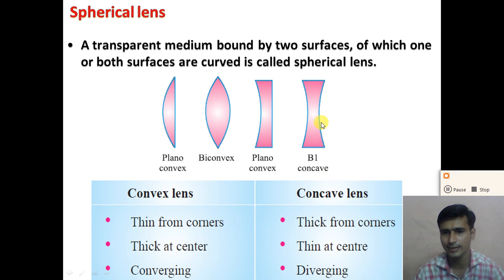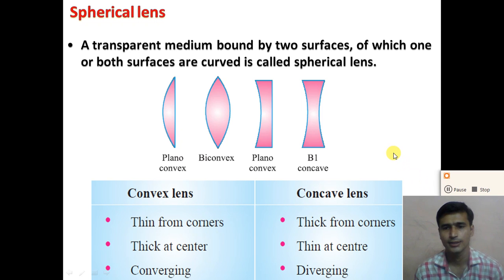So when the lens is thicker at the corner and thin at the center, the lens is called the concave lens. The concave lens is also called the diverging lens. When the rays of light pass through the concave lens, after refraction the rays of light are diverted away from each other. So the concave lens is called the diverging lens and the convex lens is called the converging lens.